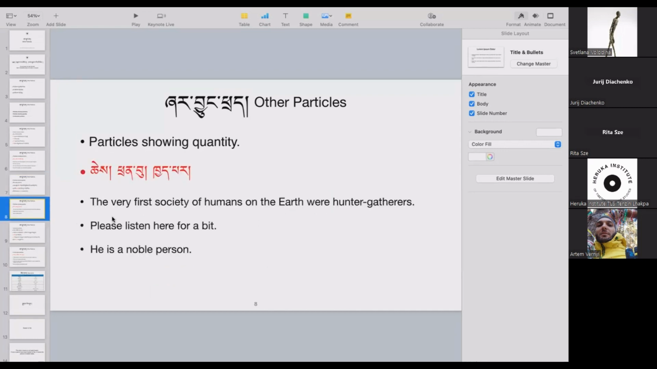The very first society of human on the earth were hunter-gatherers. So the very, so 切 means very. 切通 means very first. 切上 means very good.